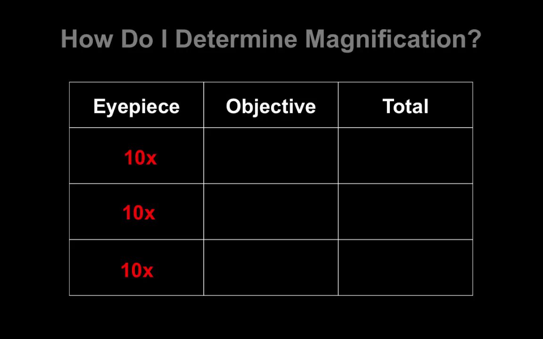So for example, the eyepieces on our microscopes are generally 10x. So they magnify the object 10 times. And then we have objective lenses that are 4x, 10x, and 40x. So the total magnification at the lowest setting would be 40x, then 100x, and then 400x.